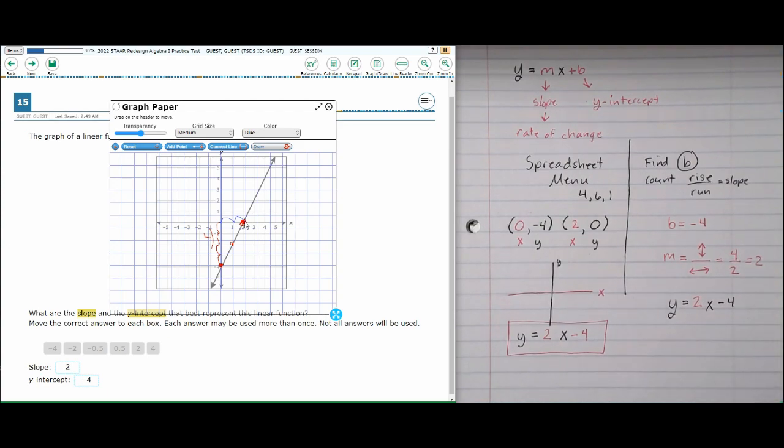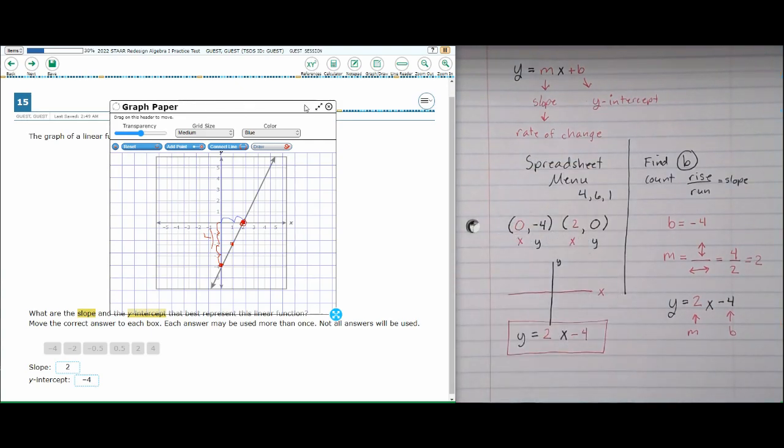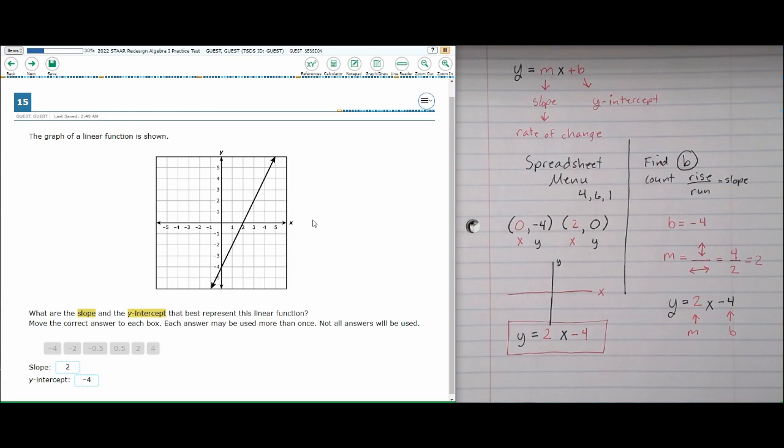Because remember, this is my m right here, and this is my b right here. And you still would have got the same answer, right? You would have put 2 for the slope, -4 for the y-intercept. This is another way that you can do it, or you can use the spreadsheet. So that's two different ways that you can find the answer. You can use the graphing tool to help if that seems to benefit you.